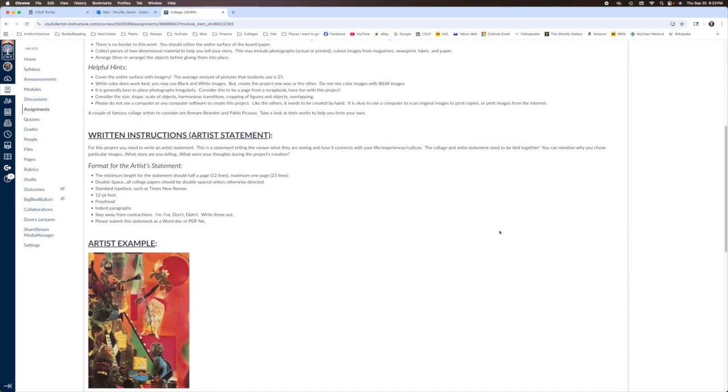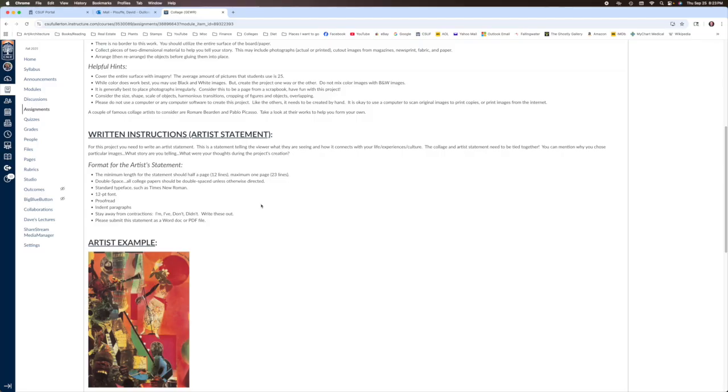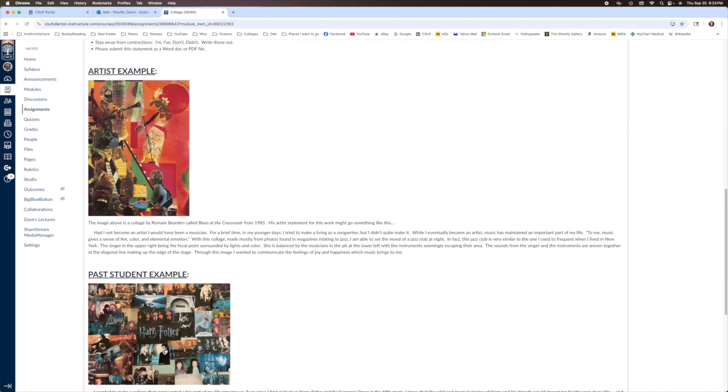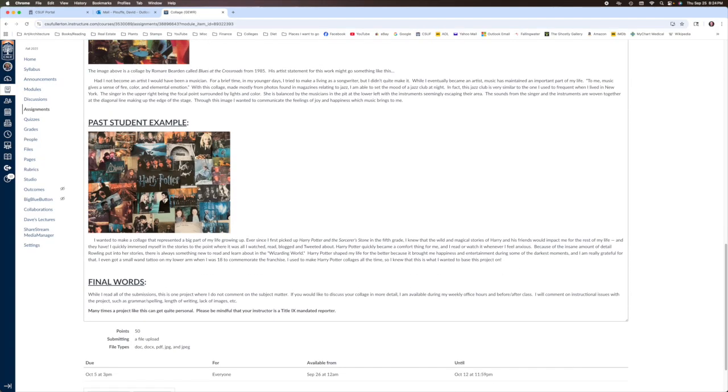So that's important. You're going to then write an artist statement. It should be about half a page in length, no more than one full page. And you're going to tell me what I'm looking at and why you created it. A couple examples. This is a professional artist collage by Romare Bearden, and I wrote what he would have written as his artist statement. This is a past student example where you have her obsession with Harry Potter. You can see how many images are here, and again, her paragraph underneath.